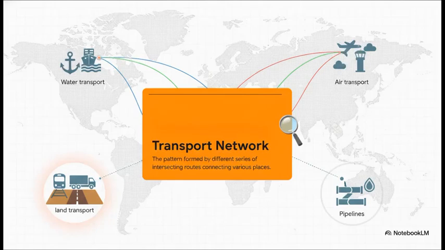Now, as all these localized, animal-trodden paths started to intersect and connect, they formed something much bigger. They created what we call a transport network. By definition, this is the pattern formed by different series of routes connecting various places. And when we look at this network on a global scale, it's divided into 4 main modes: land, water, air, and pipelines. But for today's explainer, we're keeping our boats firmly on the ground and focusing strictly on land transport.